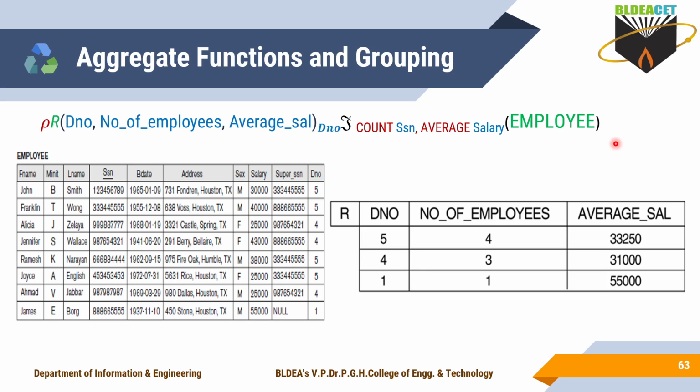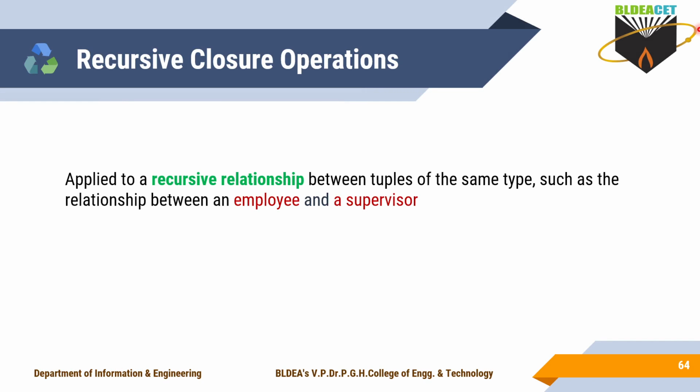So after applying this script, the aggregate function, what result will you get? That result goes and is stored in a new relation. For that relation you can give a new name. That is the rho operator you can use to give a new name for the old relation. So this is about the aggregate functions and grouping here. Is it clear now? Okay.